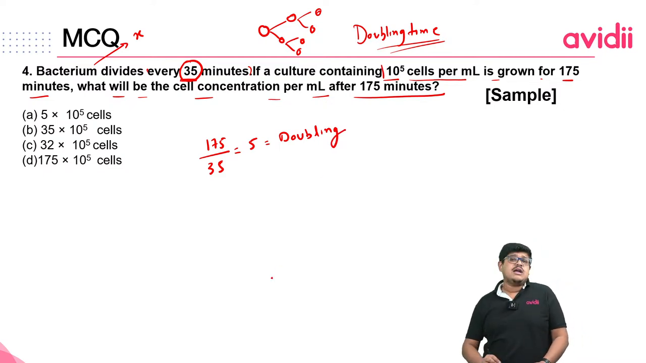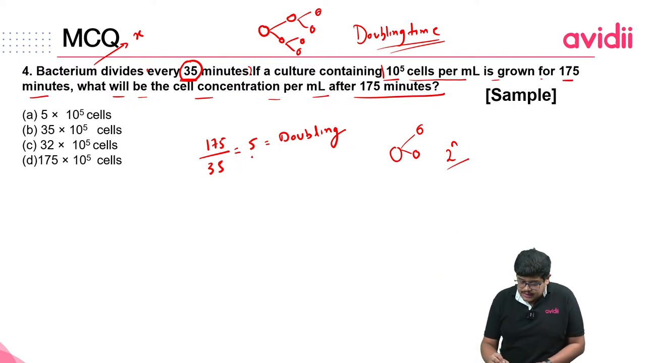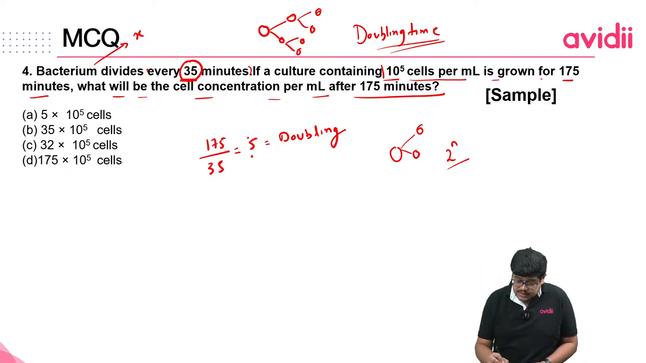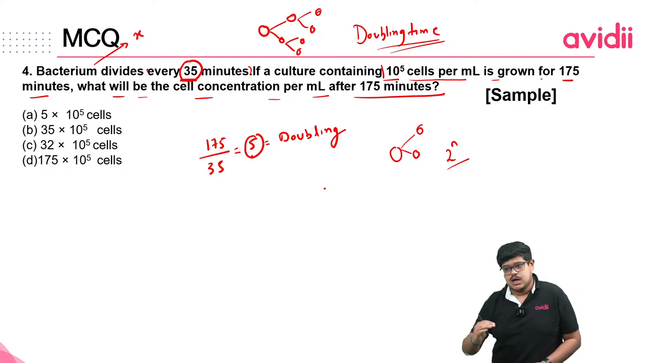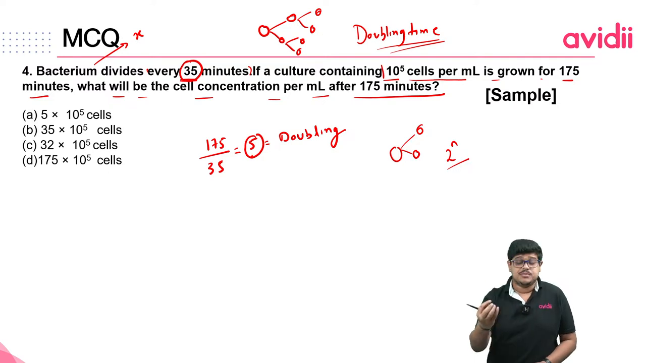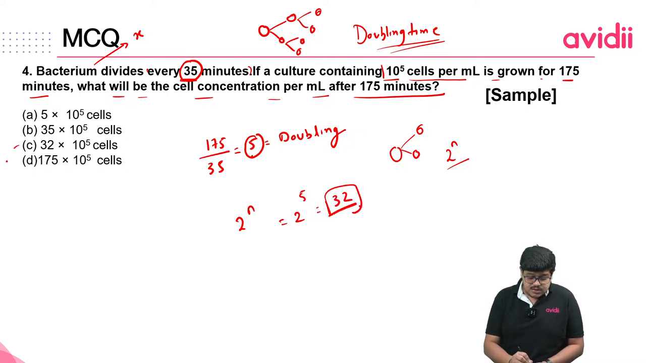Okay, now as 5 times doubling has happened, we know in case of binary fission, from one single cell there is always 2 cells development. So we can write that the formula is 2 to the power n. It is always duplicating, 2, 4 like this. We need to know how much bacterial culture has grown after 5 doublings, after 175 minutes. So obviously 2 to the power n, we put 2 to the power 5, which gives us 32. Matching with this 32, option C will be your answer.